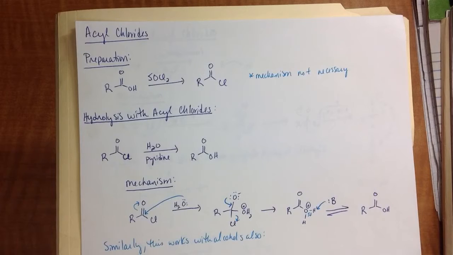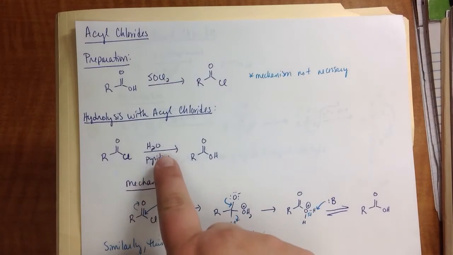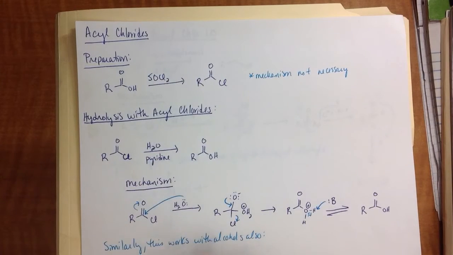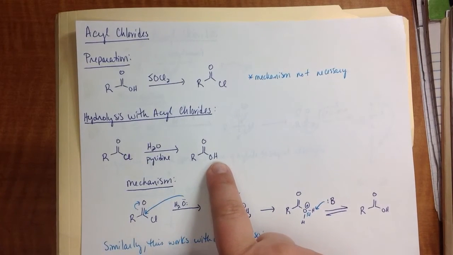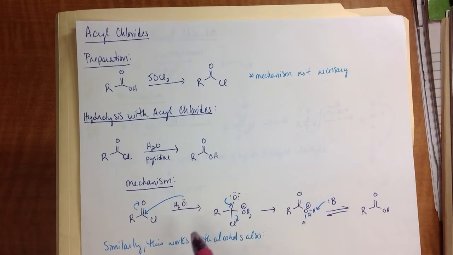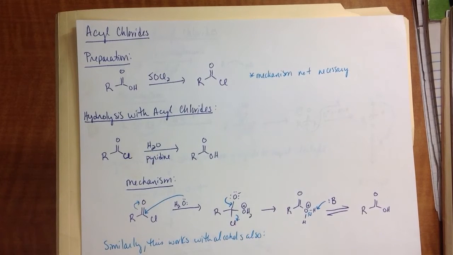If you have water and pyridine, so pyridine is just being used as a base here to neutralize the acid that you're making, you can make a carboxylic acid. So here's the mechanism. This comes in here, electrons pop up, it comes down, kicks this out because it's willing to be on its own, and then the base, it could be the pyridine, it could be another water molecule, whatever that may be, will come and rip off that hydrogen, and there you go.